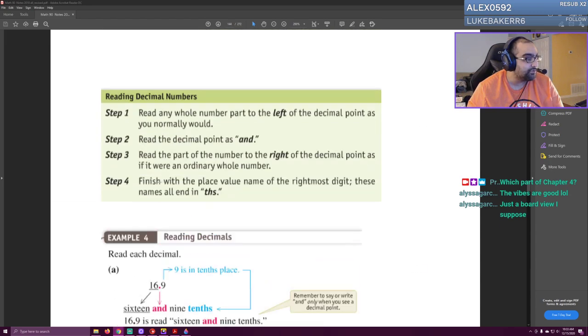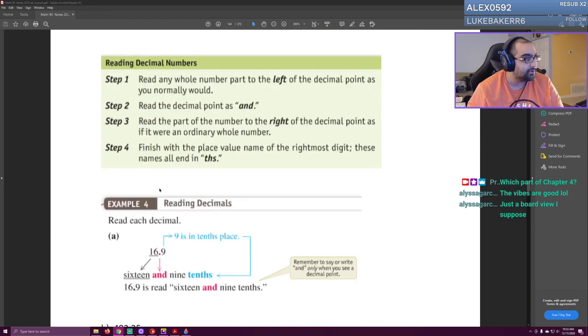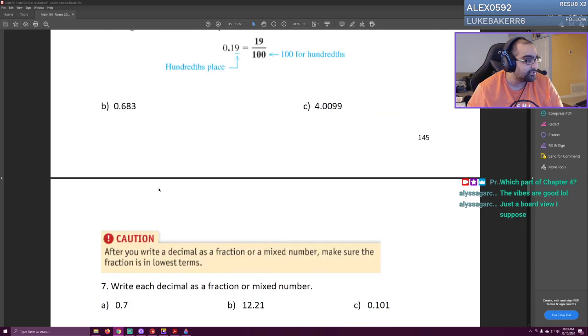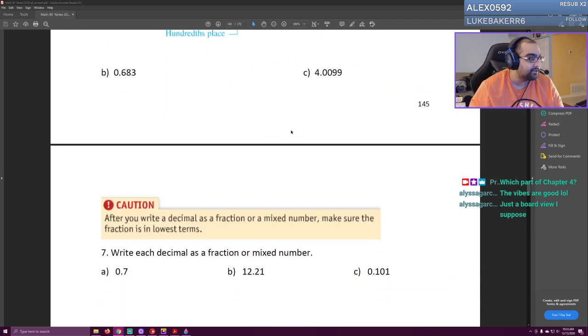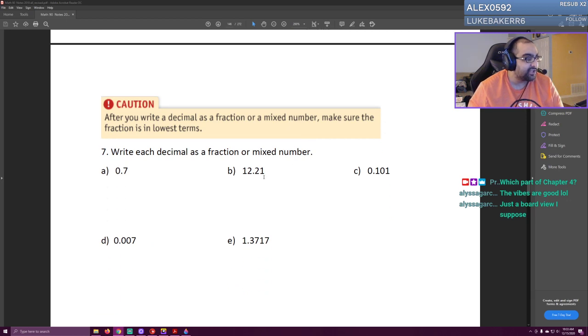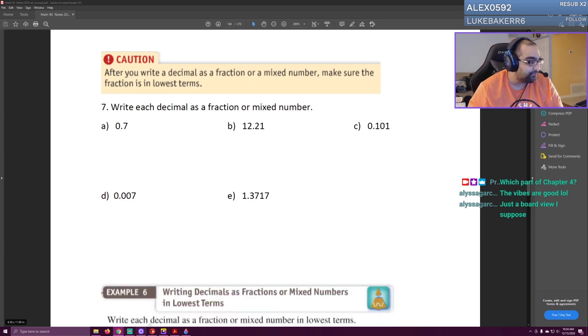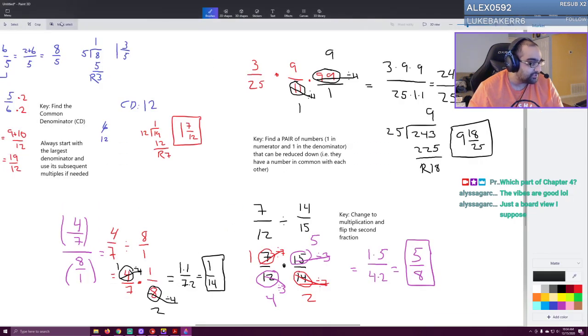All right, so let's go over decimals here once again. So let's see where we are about decimals. All right, let's talk about add, subtract, multiply, divide here. A couple things about decimals as a fraction or a mixed number is not too tough. So let's at least go over that.